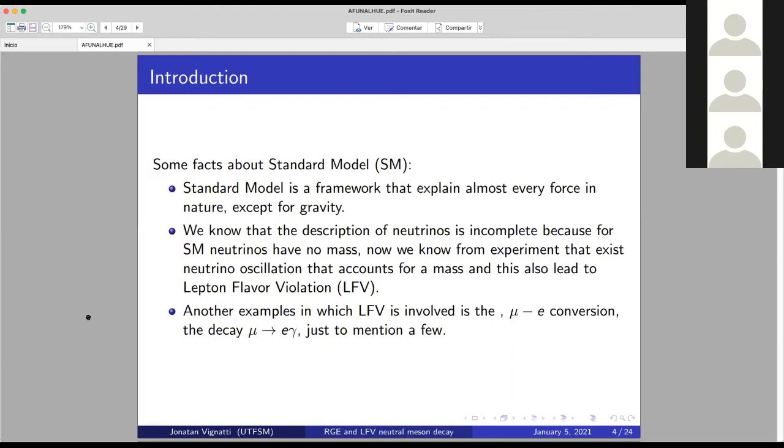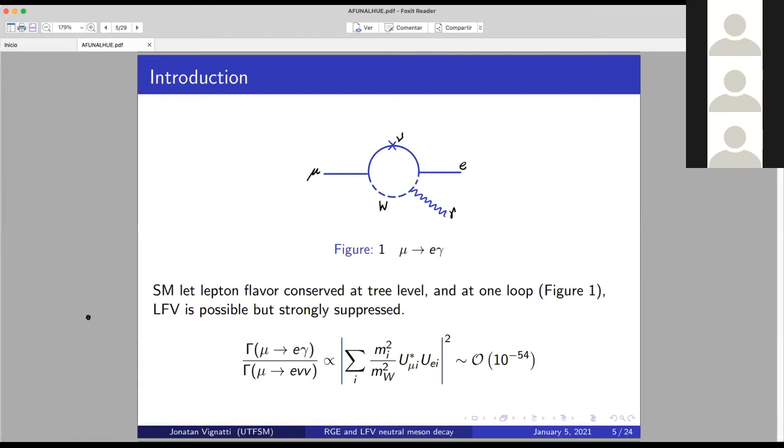And let's pay attention to this decay, for example, to see why the standard model at tree level doesn't allow lepton-flavor violation, but at one loop one can see that lepton-flavor violation actually appears, but the branching ratio is strongly suppressed, to the order of 10 to the minus 54. The branching ratio is related to the masses of the neutrinos. That's why neutrinos need to have mass, and to the mixing matrices that mix leptons and neutrinos.